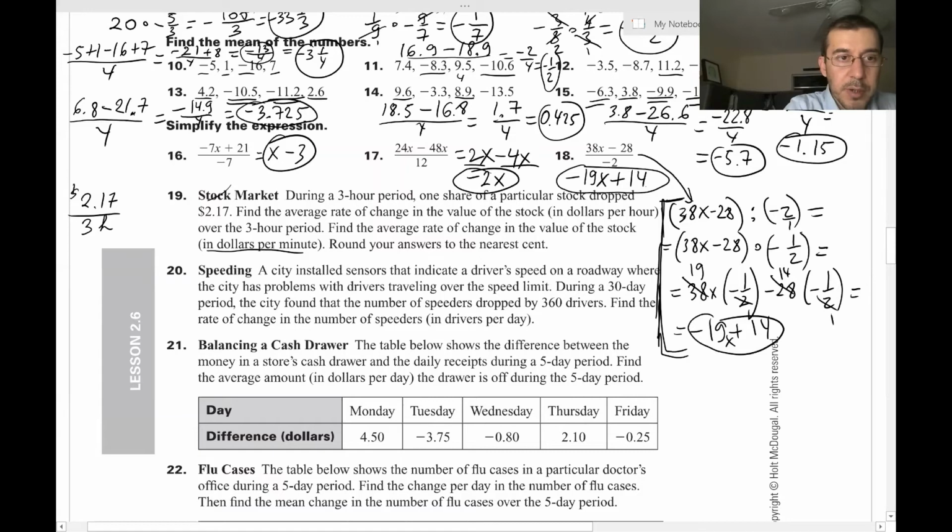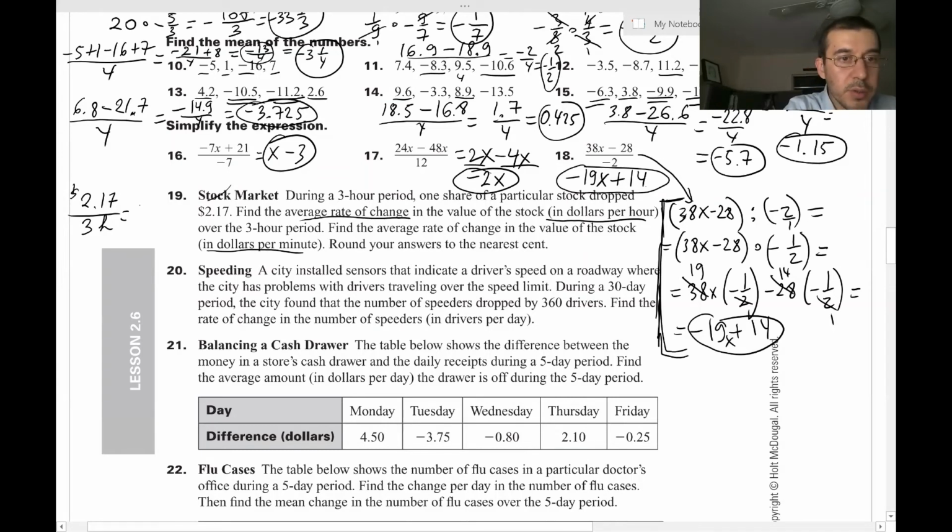dollars per minute. Okay. First, you have to find the rate of change in dollars per hour, and dollars per hour is already given to us. We just have to calculate that. So let's use the calculator. 2.17 divided by 3. We have 0.72. Round your answers to the nearest cent.